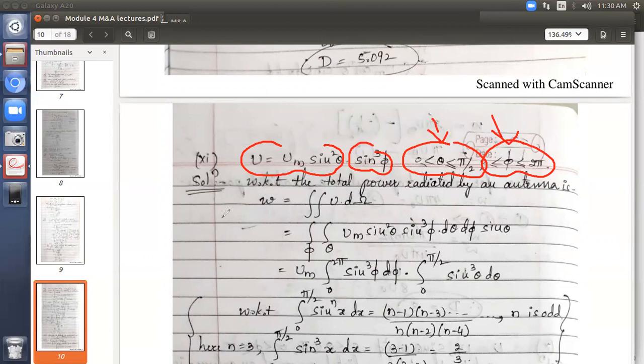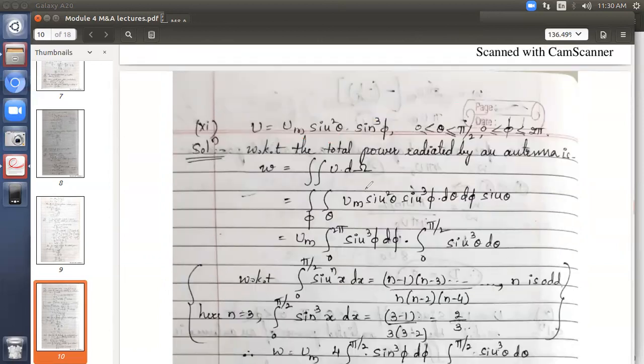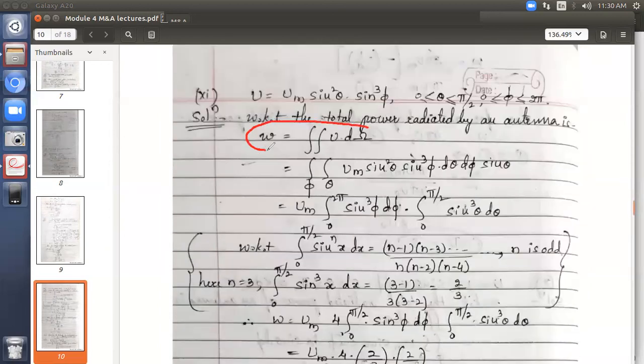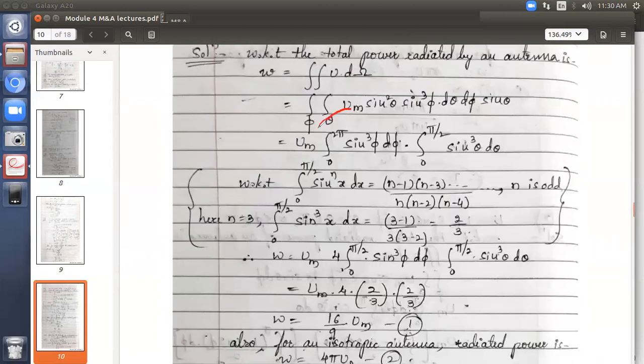Okay. Start solving. Step 1 is finding the total power. W, outer integration is phi, inner integration is theta. U is sine square theta sine cube phi. D omega is sine theta d theta d phi. This outer integration is d phi. Okay. I have taken it outside. It is a constant. Now keep all theta terms at one place, phi terms at one place.